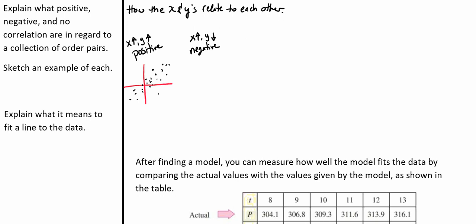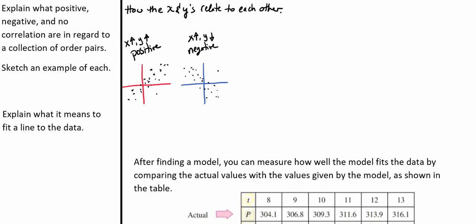We also have, as x increases, y decreases, and this is going to create a negative correlation. Notice in this correlation that our dots are all in a general area where they're going down, like it was a negative slope or a negative line.